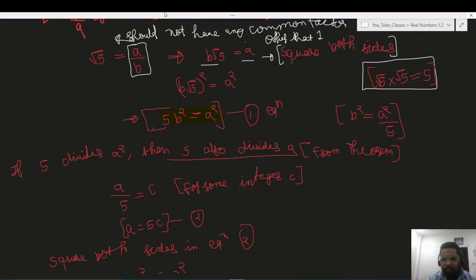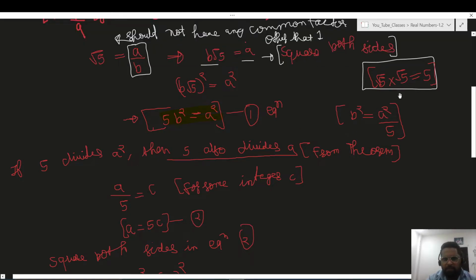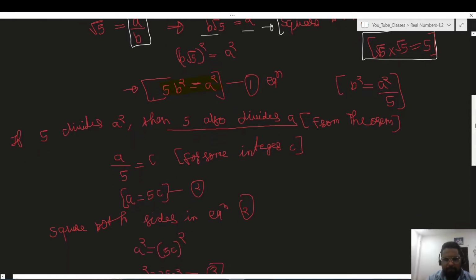So as you can see from here, this a square can be divided by 5, okay. So I have referred, if 5 divides a square, then there is a rule, then 5 divides a also, from one theorem which I have taught in my previous video. You can see that theorem statement from there and the example based on that theorem as well. This question is also based on this theorem.